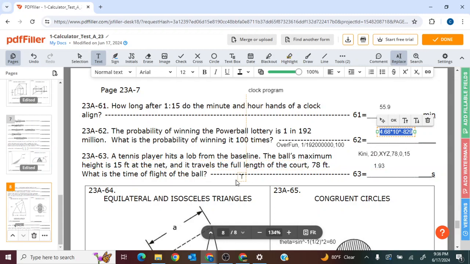63. This is going to be your kinematics program question. Fortunately, our kinematics does have a way to solve this. You go to Kine 2D. The ball's maximum height is 15. It travels 78 feet, and it does not change vertically at the end. It is at the same height. That means you use x, y, z, plug in your change in x, your change in y, and your max y. If you do that, you get a time of 1.93 seconds.